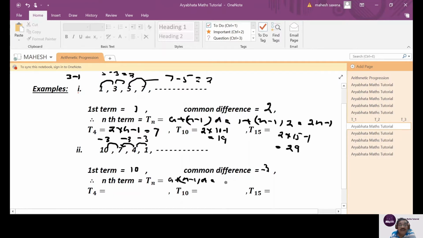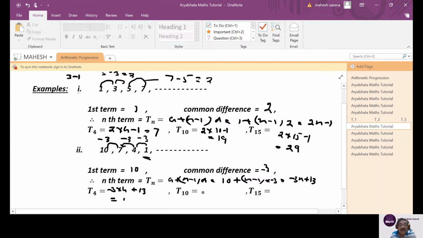Therefore, the nth term will be a plus (n minus 1)d. A is 10 plus (n minus 1), d is minus 3. Therefore, it will be minus 3n plus 13. Suppose we want to know the fourth term, it will be minus 3 into 4 plus 13, that is minus 12 plus 13, that is 1. Therefore, the fourth term is coming as 1.